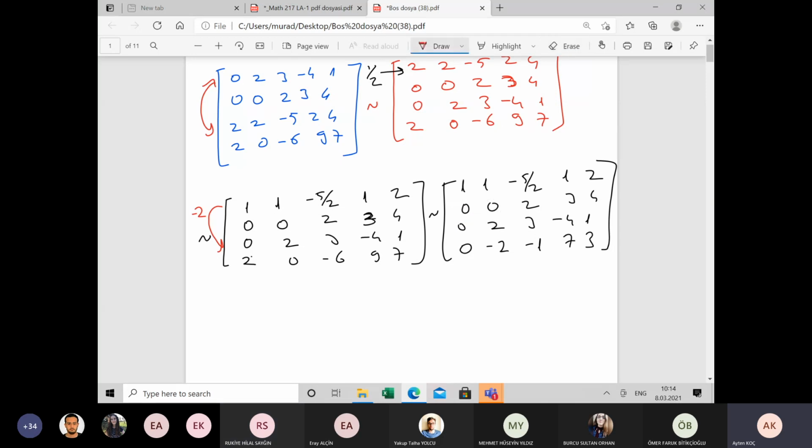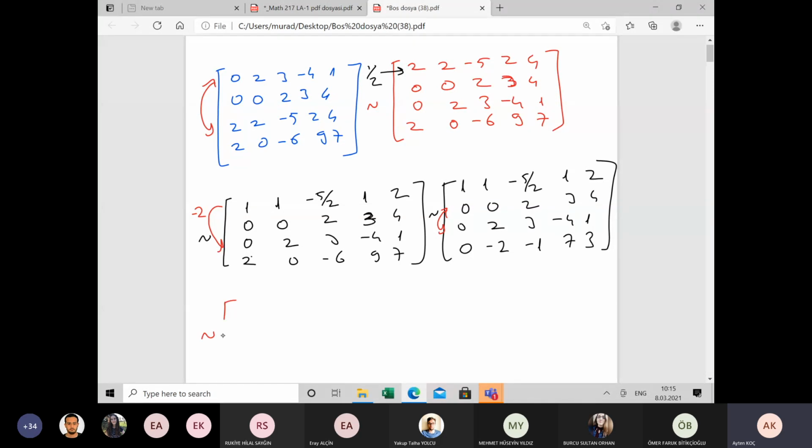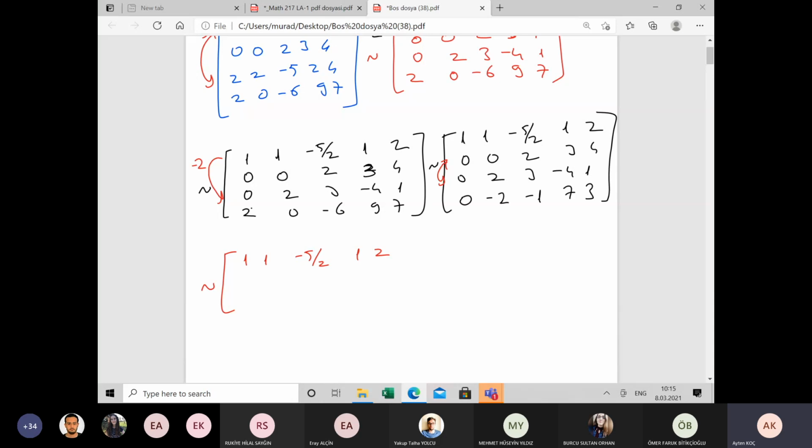I think interchange rows: interchange the second one and the third one. For example, 1, 1, minus 5 over 2, 1, 2. Interchange the second one and the third one: 0, 2, 3, minus 4, 1, 0, 0, 2, 3, 4, the last one is the same, 0, minus 2, minus 1, 7, 3.